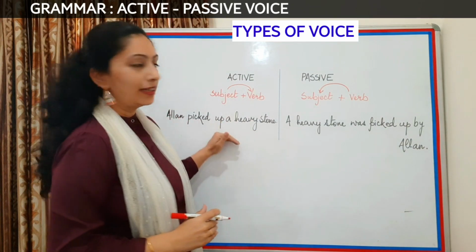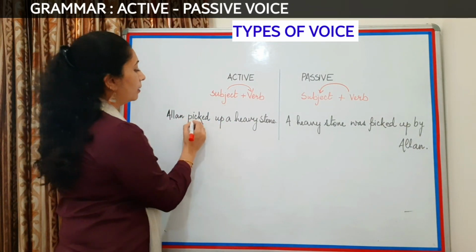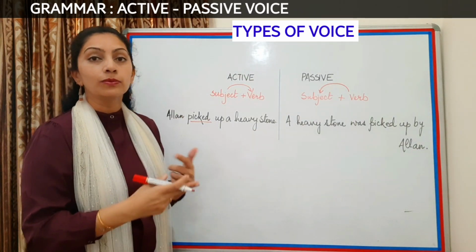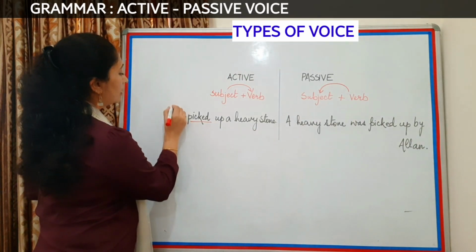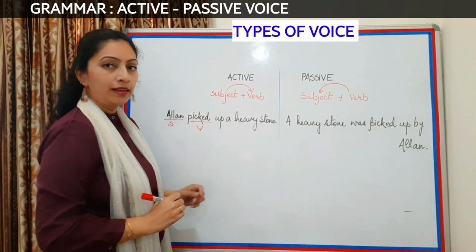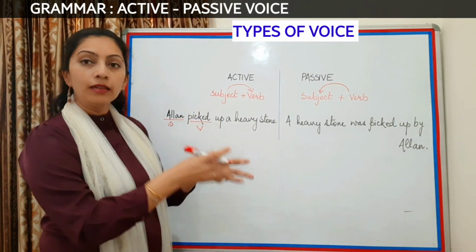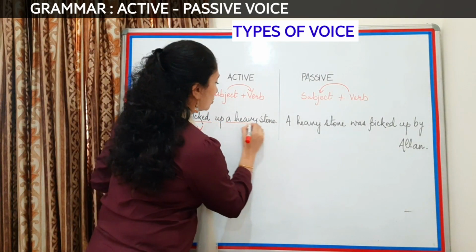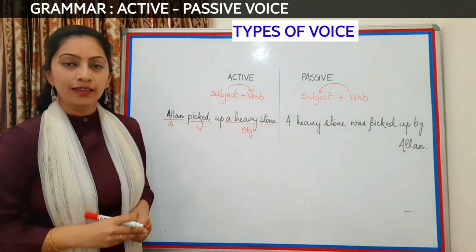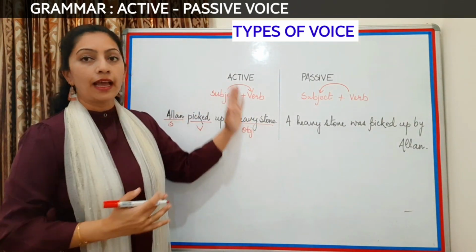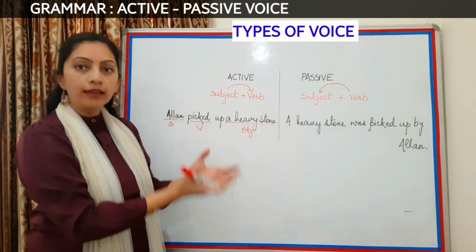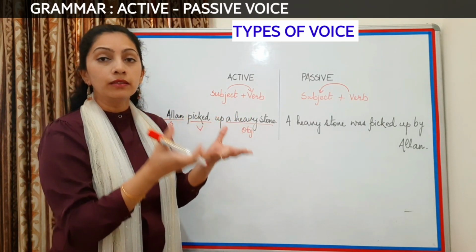Let's look at an example here. Alan picked up a heavy stone. Let's try to mark what is the subject, verb and object here. Alan is the subject. Picked is the verb. And what is the object? What did Alan pick? The action here goes to the object, heavy stone. So this sentence is in active voice because here the subject is doing the work. Alan picked, he is doing the work here.